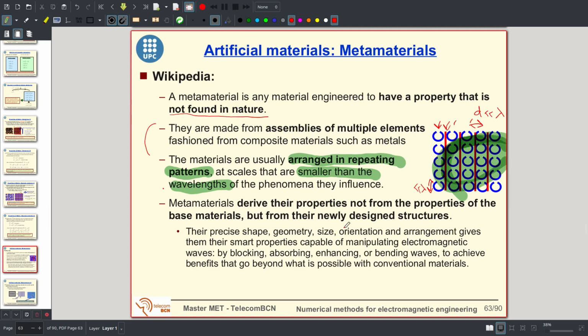And then, which is very important, the properties do not depend on the properties of the base material, but on the newly designed structure. That is, the properties do not depend on the properties of the loop, but on the properties of the array. Okay, and this is very important. So we can create with this a material that is able to block, absorb, or enhance or bend waves in a different way from the materials found in nature.